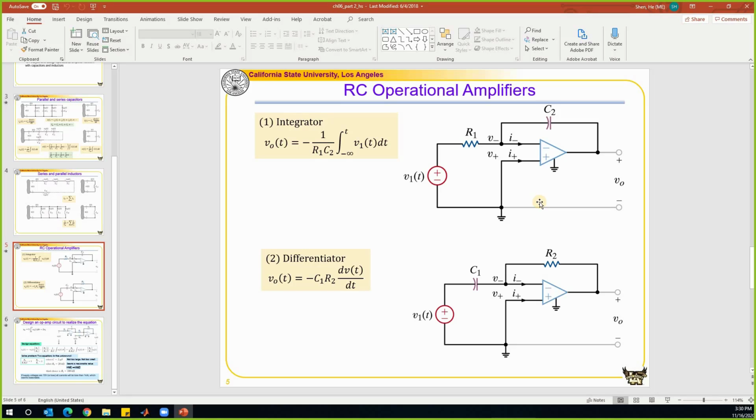So here we have two applications. One is called an integrator. We have a capacitor in the feedback branch, which connects from the output end, this output VO, to the input terminal. If we connect this to the inverting terminal, it means the final answer will have a negative sign. If we connect this from here to the non-inverting terminal, we won't have this negative sign.